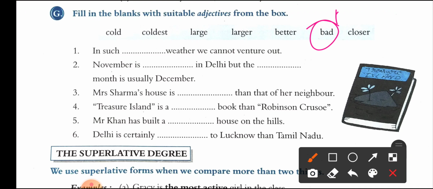November is dash in Delhi, but the dash month is usually December. So here first we have to take positive degree because we are talking about 1 month, but in Delhi, but the month usually in December, then we have to use second degree. So first we will do November is cold, and the coldest. And one clue I want to give you here, the is given, it means the dash we will fill with the superlative degree, right? So cold and coldest, this is second answer.